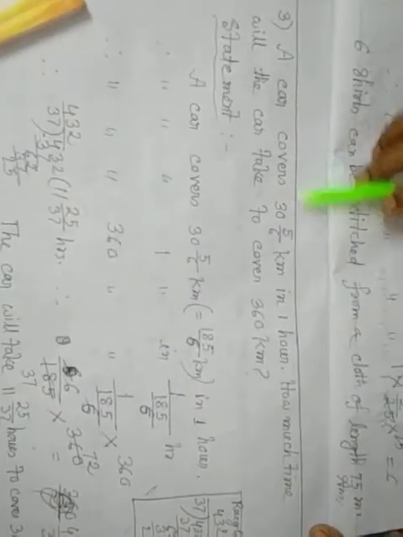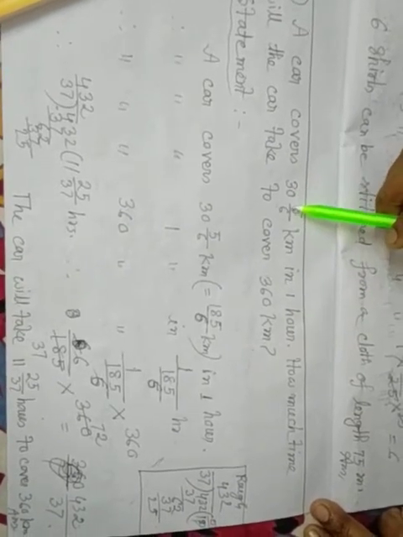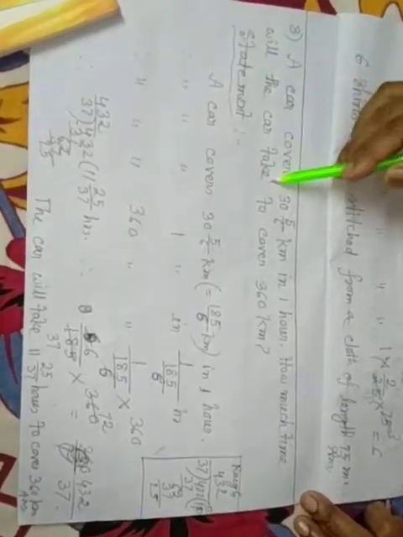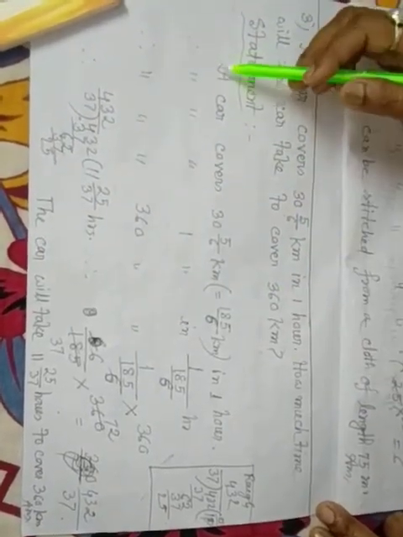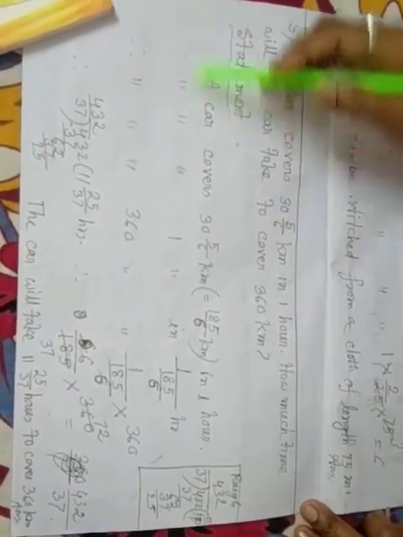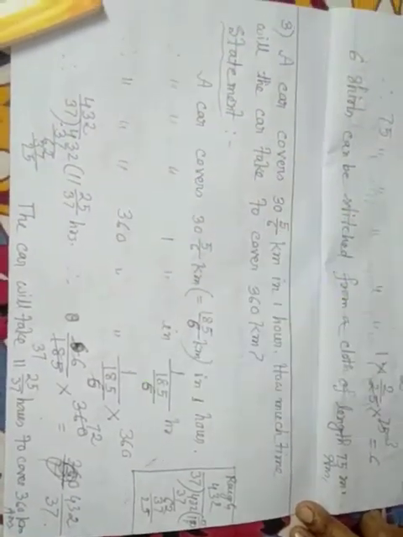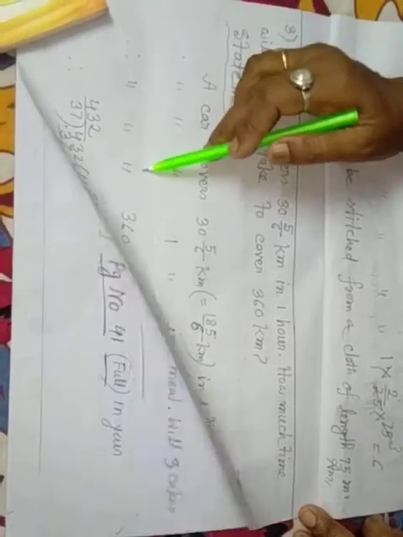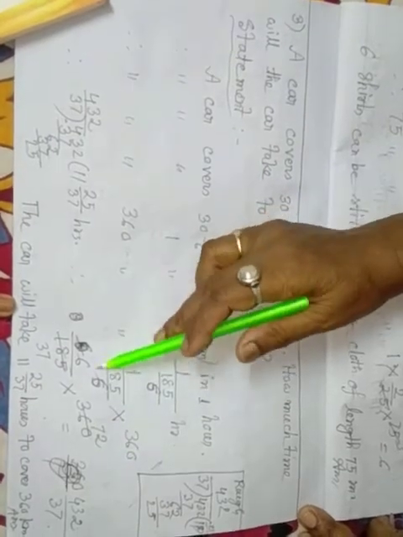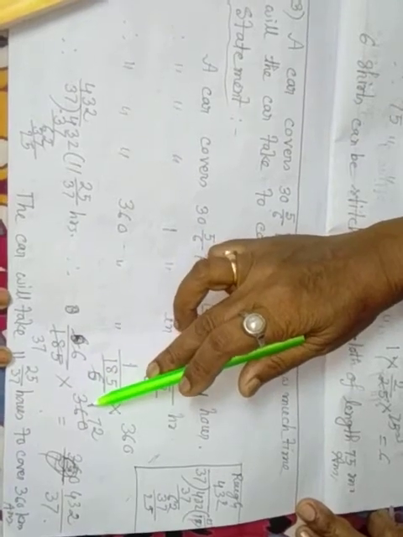A car covers 35 by 6 kilometers in 1 hour. 35 by 6 means 185 by 6 kilometers. How much time will the car take to cover 360 kilometers? Answer: a car covers 185 by 6 kilometers in 1 hour. So a car covers 1 kilometer in 185 by 6 hours. So a car covers 360 kilometers in how many hours? 185 by 6 into 360, that means 6 into 185 into 360.